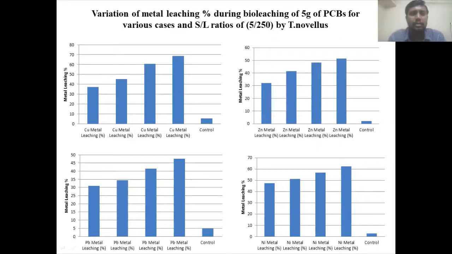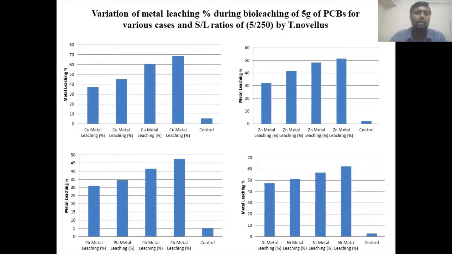This shows the variations of metal leaching percentage during bio-leaching of 5 gram of PCBs for various cases and the solid liquid ratio of 5 by 250 by Thiobacillus novellus. 5 is the PCB in grams and 250 is the liquid available in the culture media. Here you can see that for copper, in case one, it shows a very minimum leaching efficiency. In the second case, it is slightly higher. And the third and fourth show the highest leaching efficiency, nearly 68%.